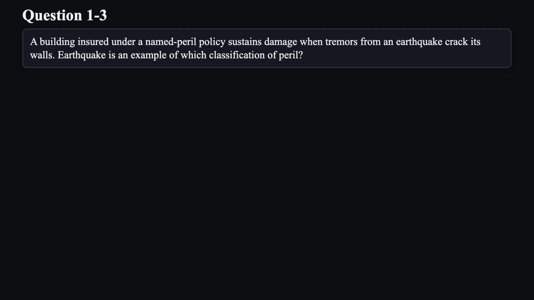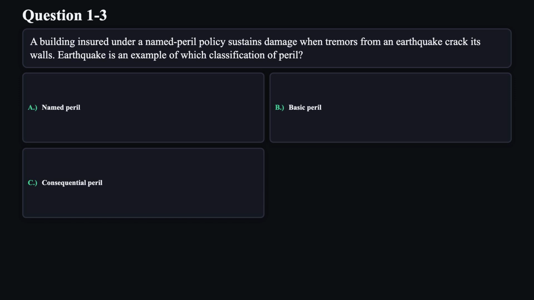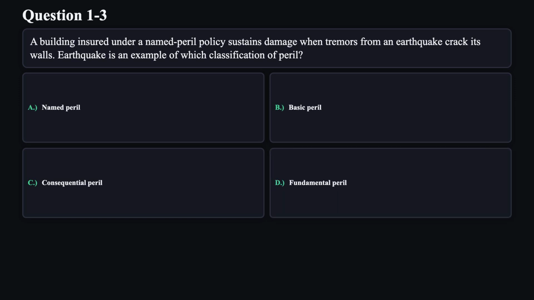Question 3. A building insured under a named peril policy sustains damage when tremors from an earthquake crack its walls. Earthquake is an example of which classification of peril? A. Named peril. B. Basic peril. C. Consequential peril. D. Fundamental peril.